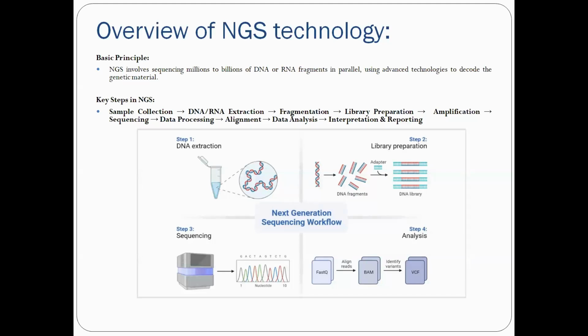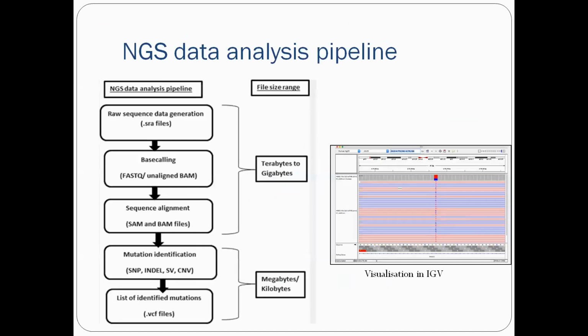So the last step, the analysis step, requires well developed bioinformatic pipelines which help the variant scientists to be able to read the raw data that is generated after sequencing. We will study in the subsequent slide how the analysis is done. So this is the basic NGS data analysis pipeline.